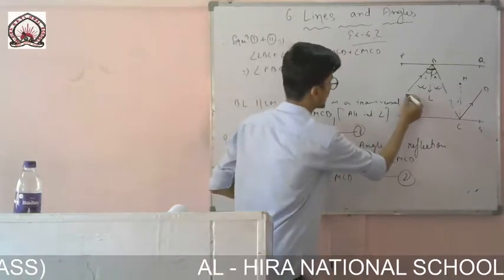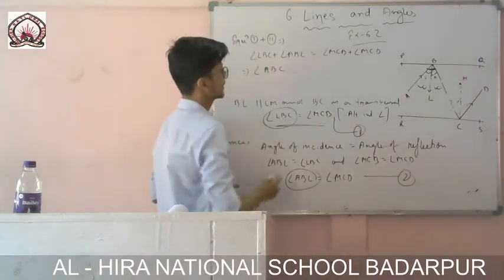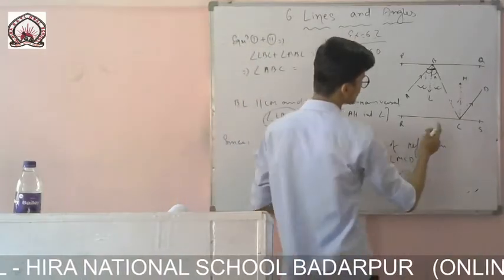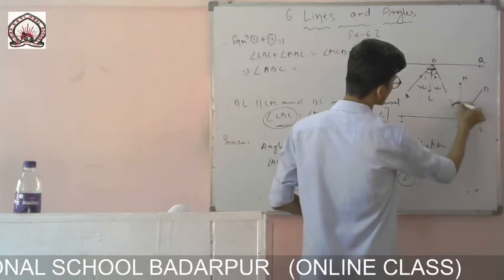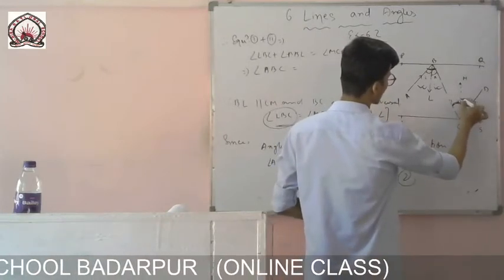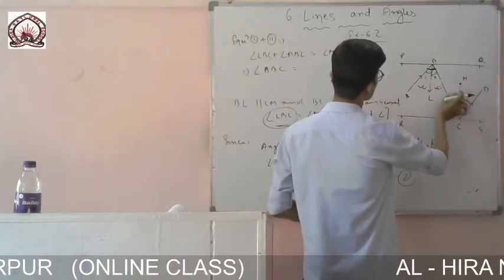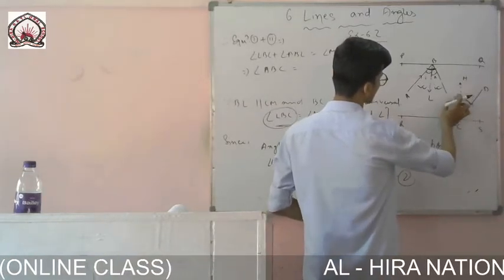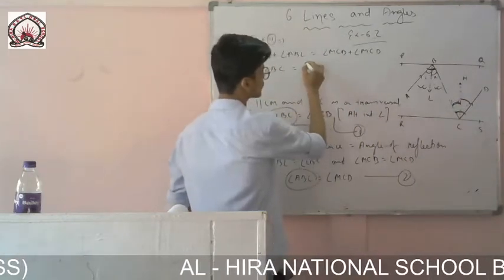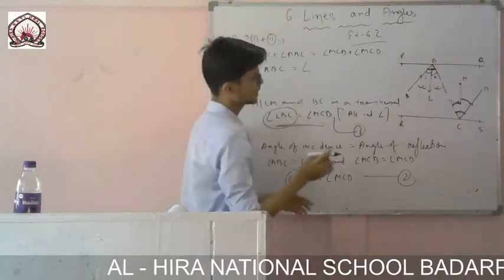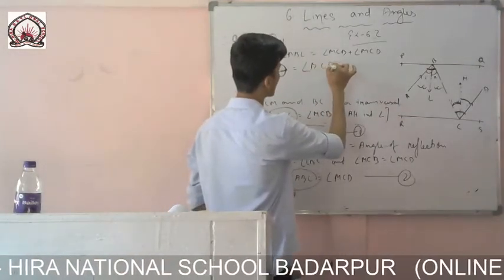So I can write ABC, which will be equal to, now you see this one, MCD, this angle, plus MCB, this angle. So this angle plus that angle means this whole angle, which will be equal to angle BCD.